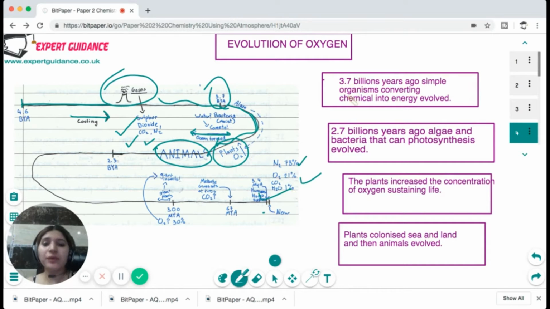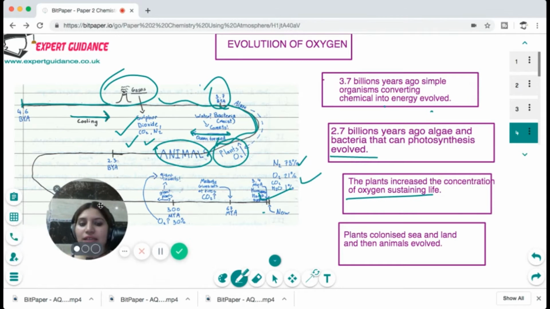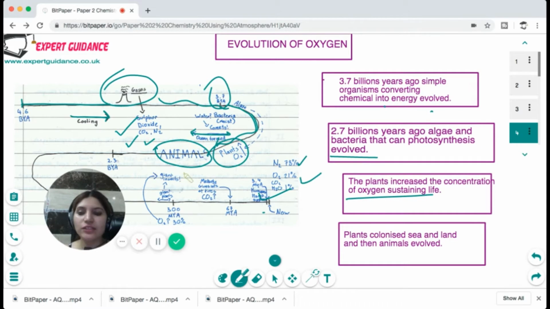So around 3.7 billion years ago, simple organisms like bacteria that convert chemicals into energy evolved. But around 2.7 billion years ago, algae and bacteria that can photosynthesize evolved. Then plants evolved, which increased the concentration of oxygen, sustaining life. Then the plants colonized sea and land, and then the animals evolved.